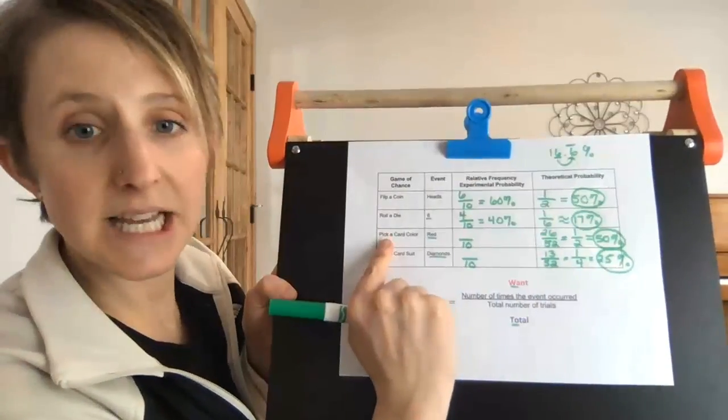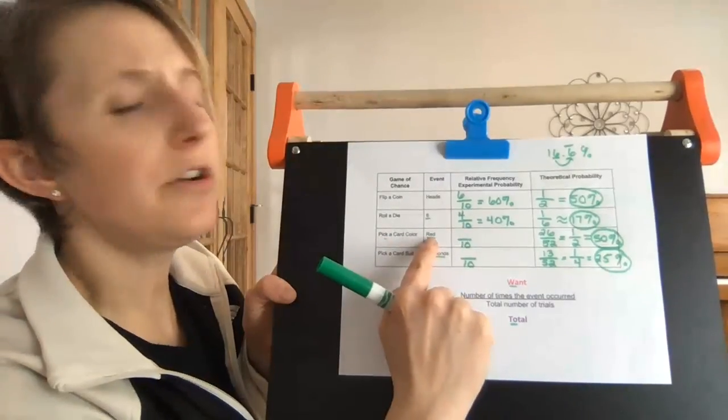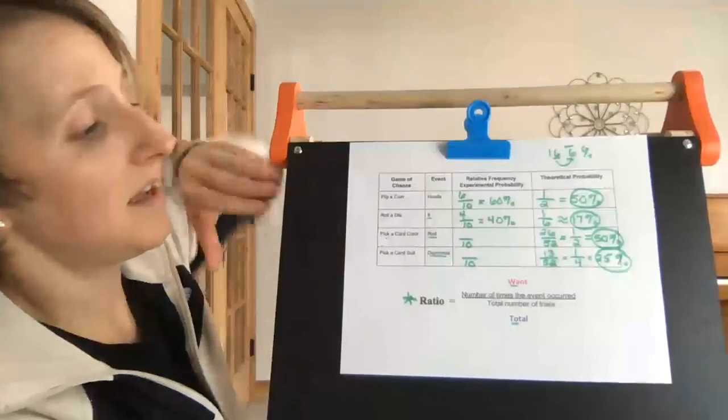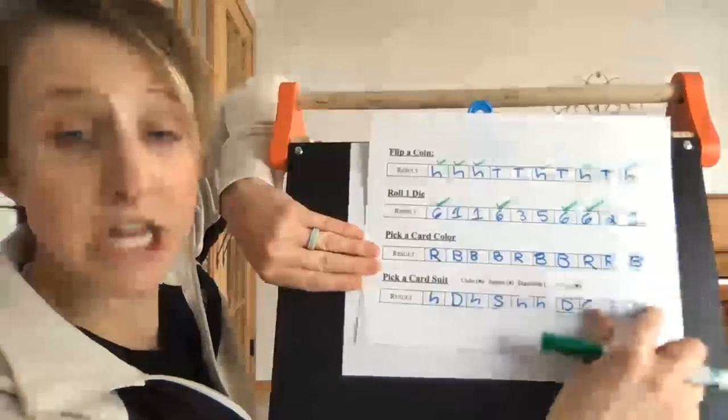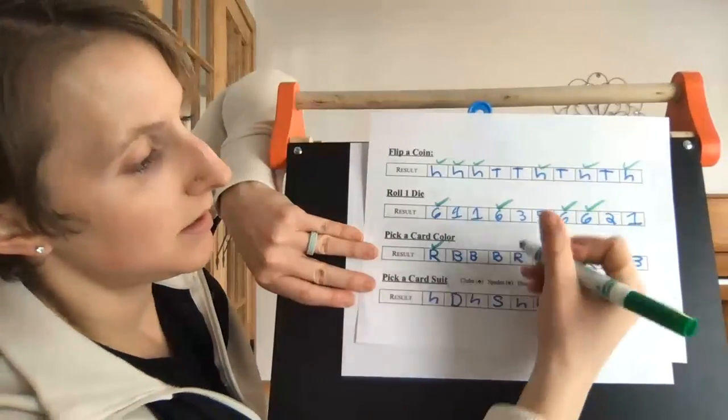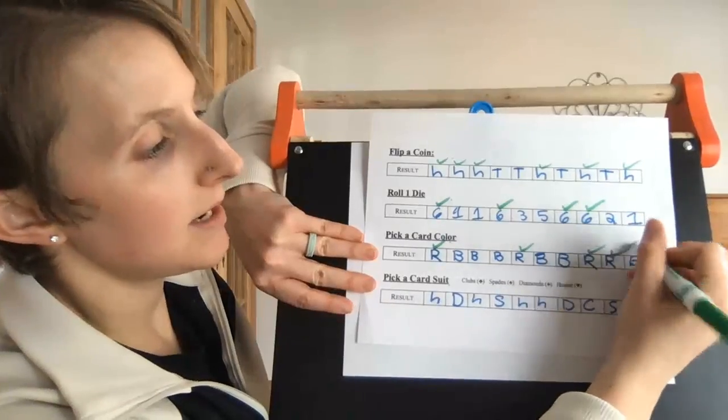Let's go to the second to last game of chance, which was pick a card color. I want to know what's the experimental probability that I picked a red. So we have to actually look at what happened and use that information. Red would be 1, 2, 3, 4.